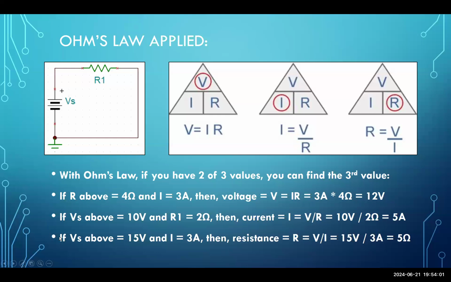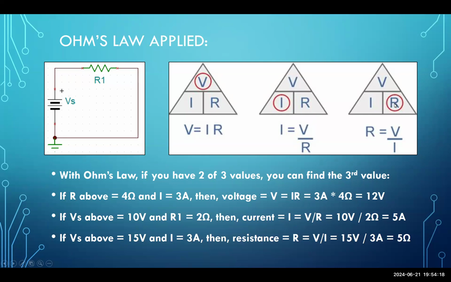Let's do the last one. If the voltage source is given as 15 volts and the current, I is current, is given as 3 amps, so you have a V, you have an I, what's left to be calculated? An R, resistance. So look at the last triangle.